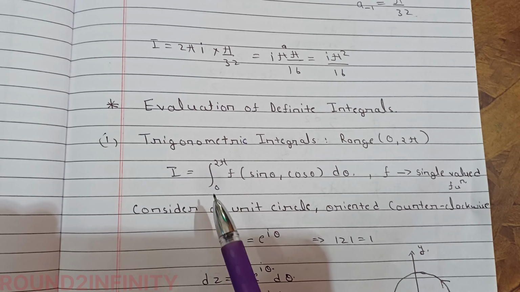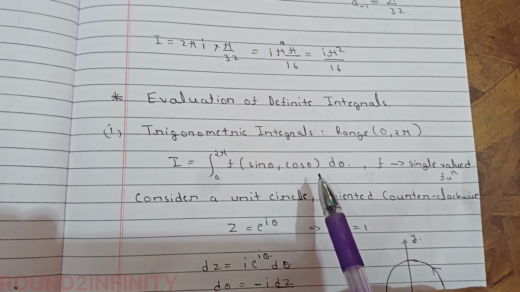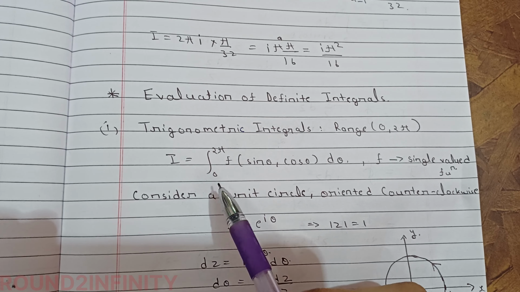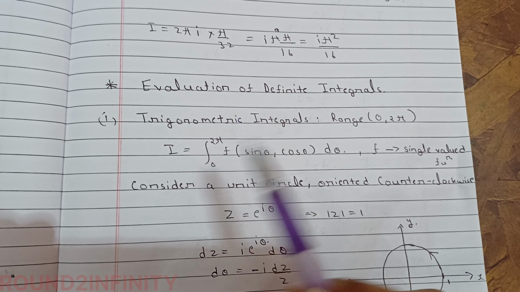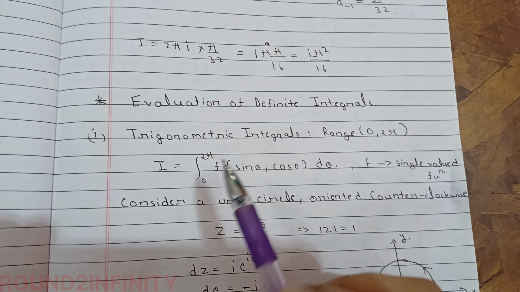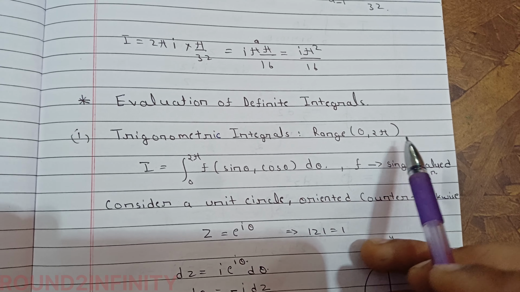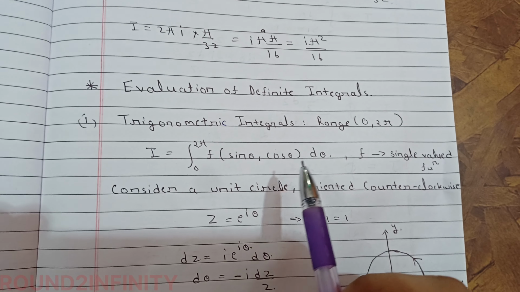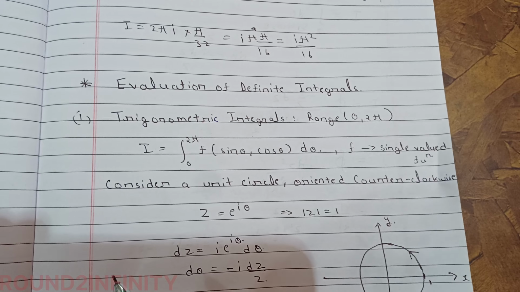If you have a function in the form of sine theta or cos theta, and the limit is 0 to 2 pi, only this limit should be there, then you can solve it by this method. The range is 0 to 2 pi and you have this kind of integral. Then how can you solve it using the residue theorem?